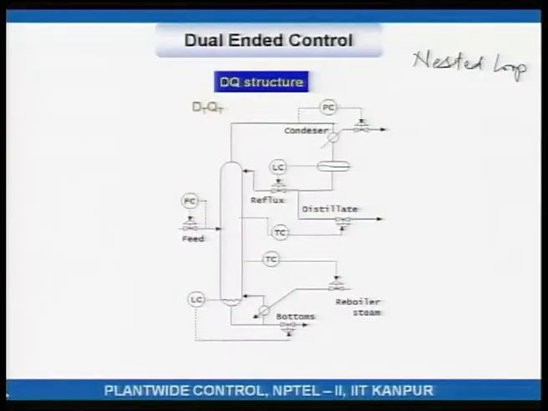So, this is an example of a nested loop. Here temperature control is nested with this level controller. I hope you see this.